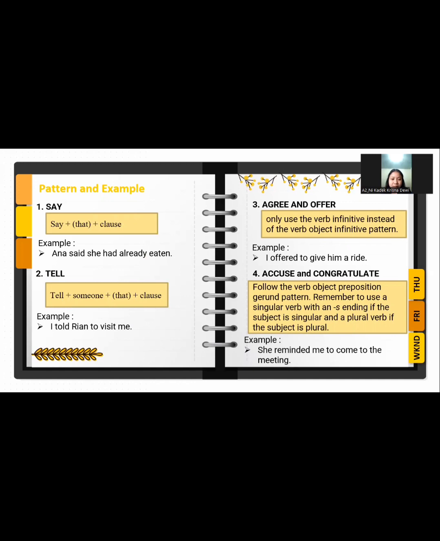Number 3 is agree and offer. Only use the verb plus infinitive instead of the verb plus object plus infinitive pattern. For example, I offered to give him a ride. And the last is accuse and congratulate. Follow the verb plus object plus preposition plus gerund pattern. Remember to use a singular verb with an S ending if the subject is singular and a plural verb if the subject is plural. For example, she reminded me to come to the meeting.